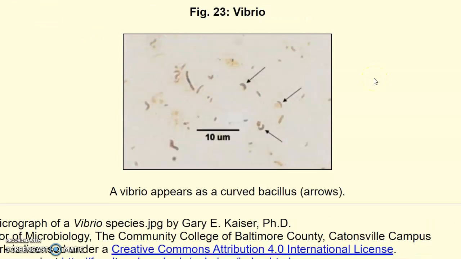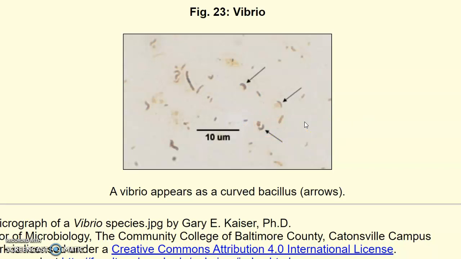There are 3 different types of what we consider spiral bacteria. And the first one of those is kind of a mix, or kind of the linkage between a spiral and a bacillus, and that's the Vibrio, or the curved rod. These kind of look like commas. So where you see these arrows here, you've got these little comma-shaped bacteria. So these are referred to as Vibrio.